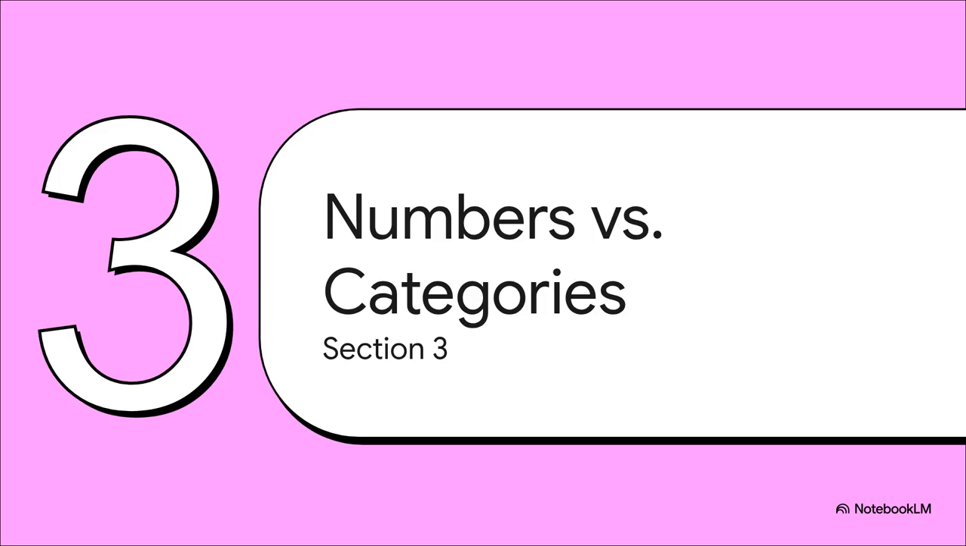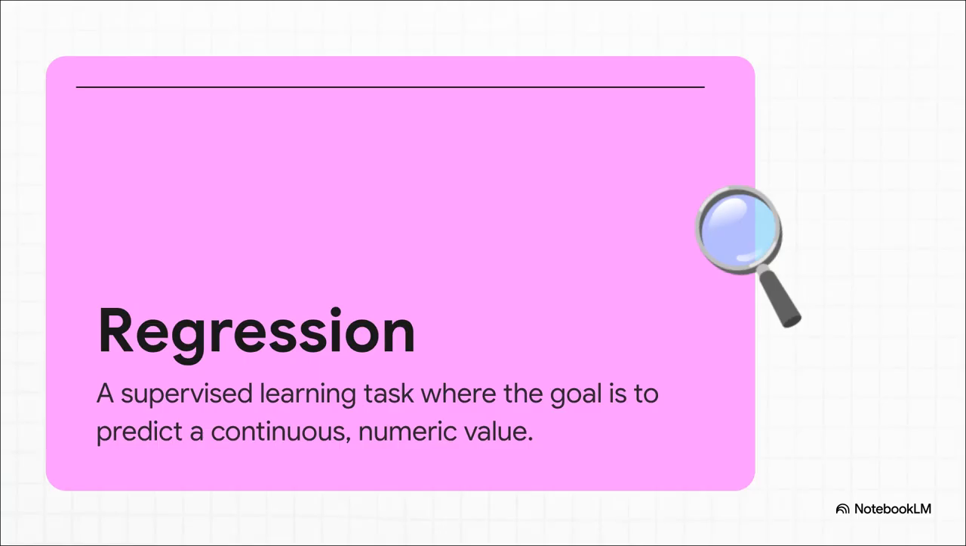And on this road, we've come to our very next decision. What kind of answer are we looking for? Are we trying to predict a number? Or are we trying to predict a category? Okay, if the answer you want is a number, something on a continuous scale, then you're dealing with what's called a regression problem. Just think back to our original question, predicting the price of a house. The answer is going to be a number, right? Like $500,000 or $752,000. That is regression.